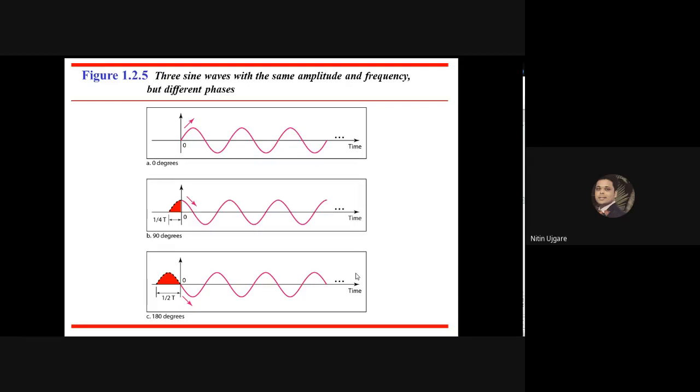I have already mentioned that 360 degrees is expressed as 2π radians.